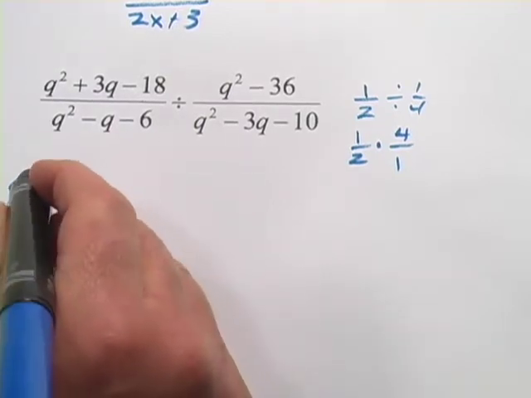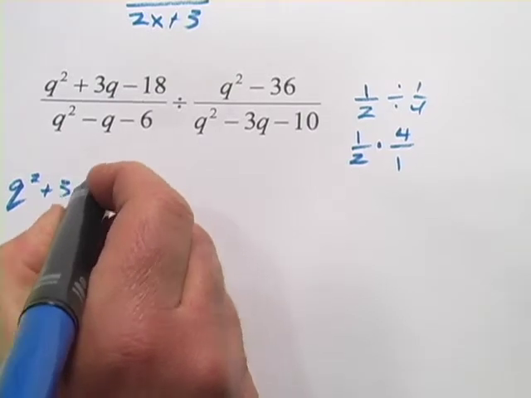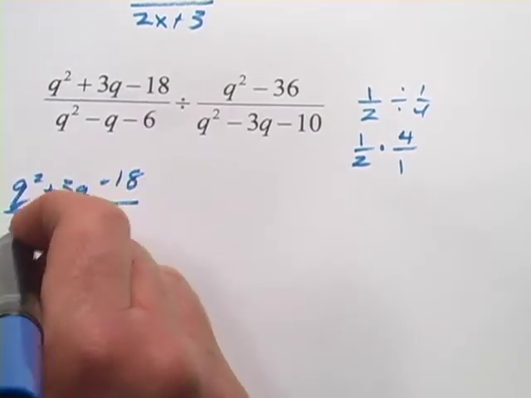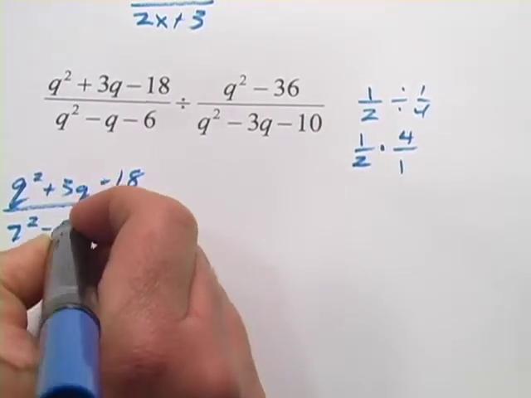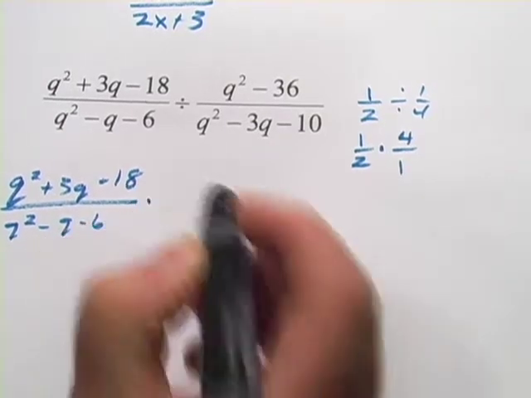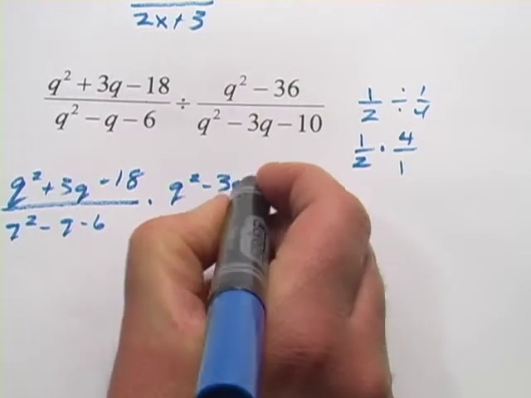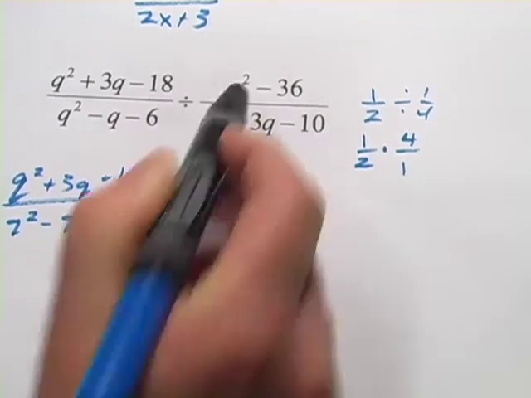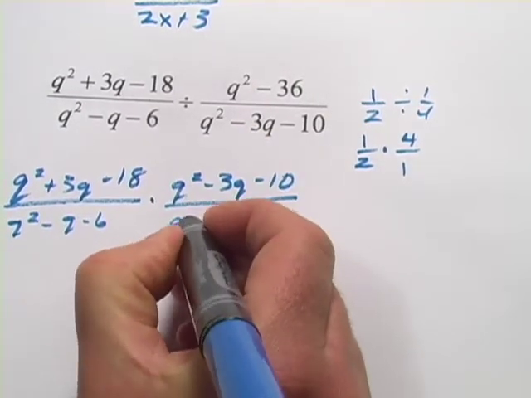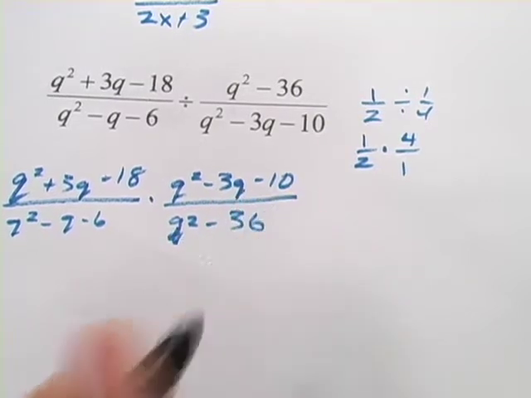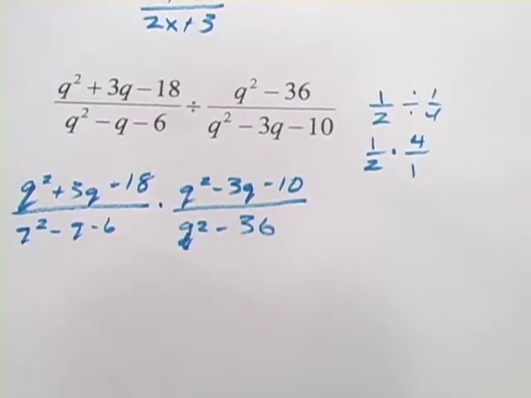So let me rewrite this. We've got q squared plus 3q minus 18 over q squared minus q minus 6. And this is going to be times, and I'll take the reciprocal of this. So on the top we've got q squared minus 3q minus 10, and on the bottom we've got q squared minus 36. All right, so that's the first step.